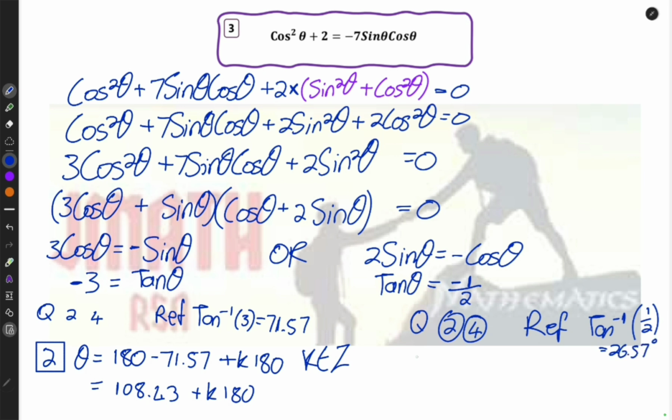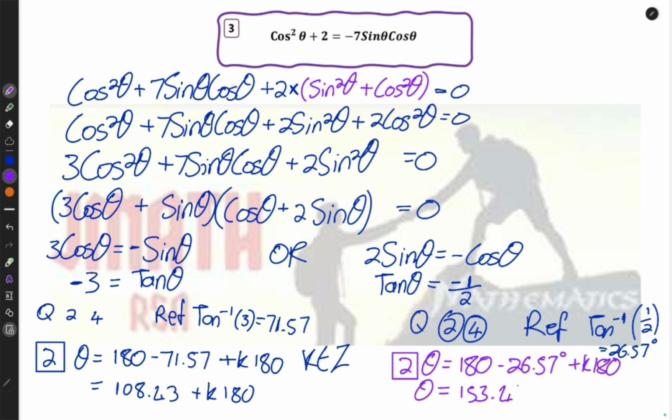26.57 degrees. So this one's answer will then be, for the second quadrant, theta is equal to 180 minus 26.57 degrees plus k 180. And that just simplifies to theta is equal to 153.43 degrees plus k 180. There we go. That's the answers that they want for this question. This question would be a minimum of 5 marks, so 1 for seeing how to start this question, then for simplifying your trinomial, for factorizing your trinomial, and then for the 2 general solutions at the very end.